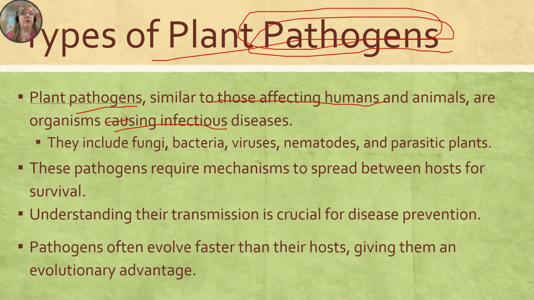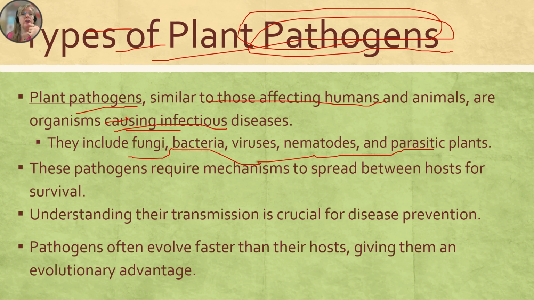And then the pathogens include, where's my mouse this time? There it is. Okay: fungi, bacteria, viruses, nematodes, which I'll tell you what they are, and parasitic plants. Okay, so those are five pathogens that can make your plants sick.